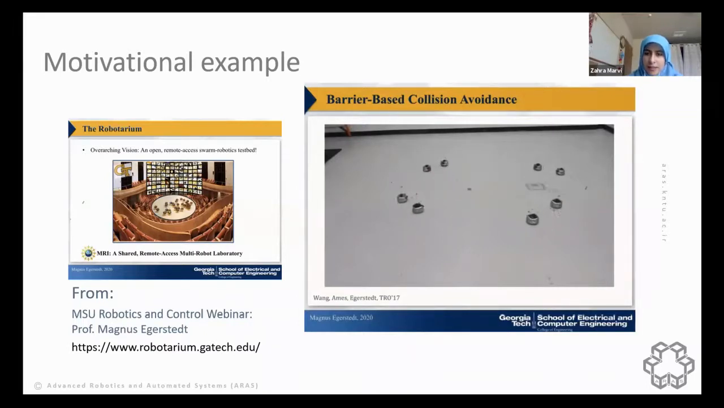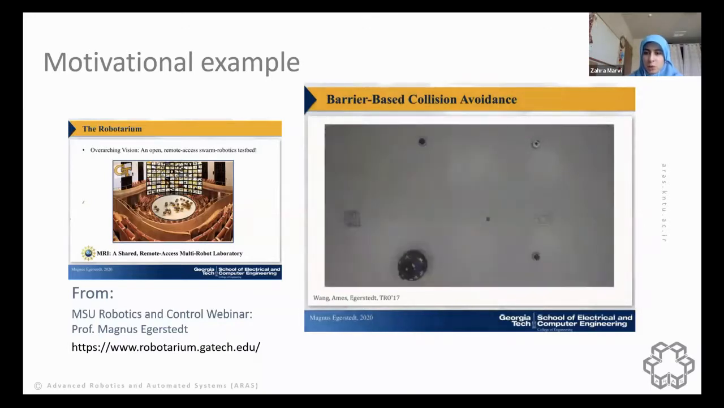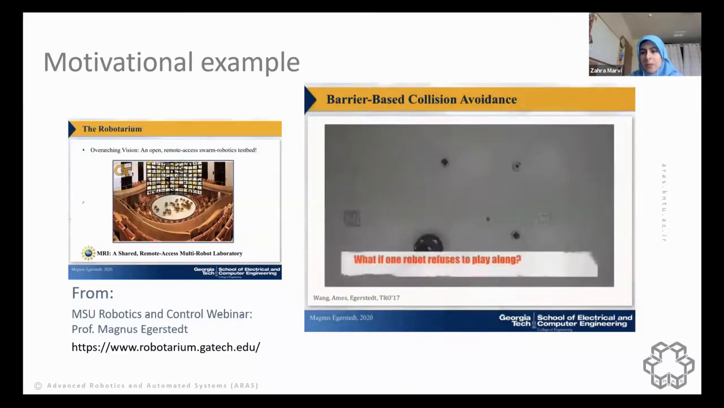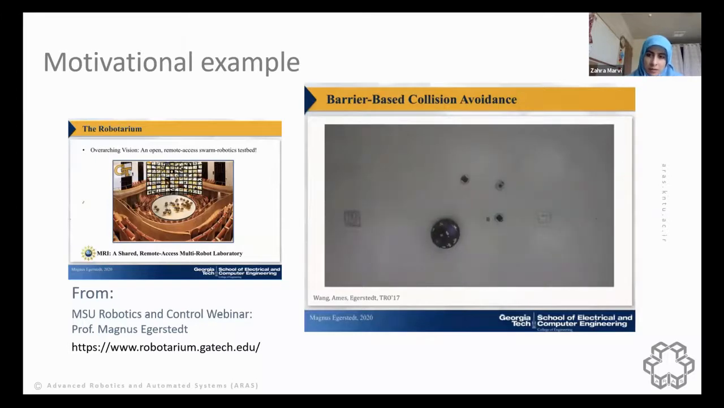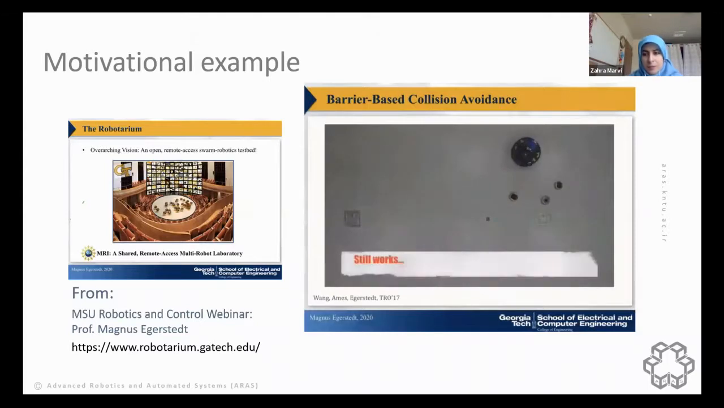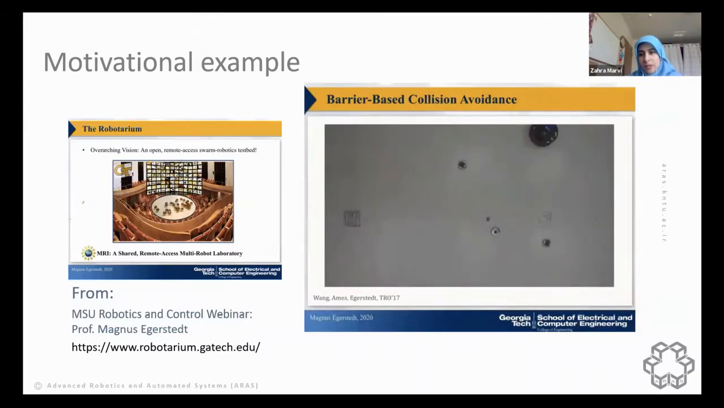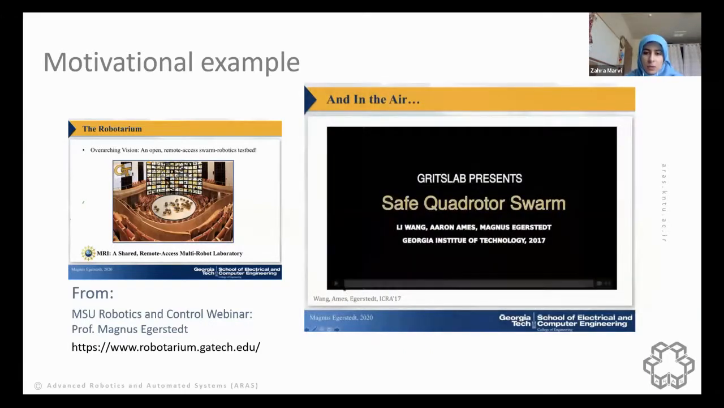The only thing that they're doing is that they are trying to respect a barrier function condition as well. And that enforces a safe behavior. Even if one of the agents is just going toward the rest of them, it still works fine.